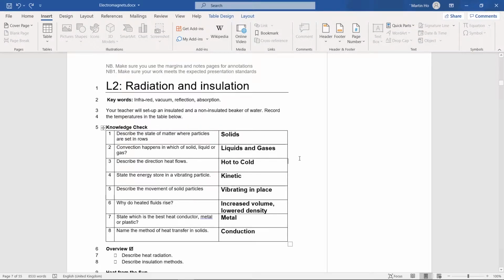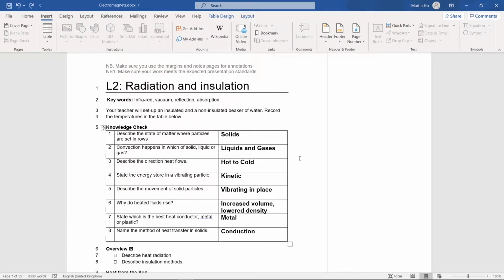Describe the state of matter where particles are set in rows. The state of matter where the particles are neatly set, of course, will be solids, as they are not able to move around freely. Question 2. Convection happens in which? Solid, liquid, or gas? Convection happens in anything that has a fluid state. This would be a liquid or a gas in which the particles are able to flow.